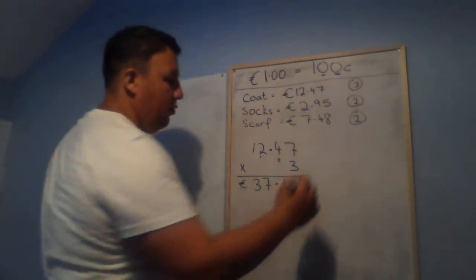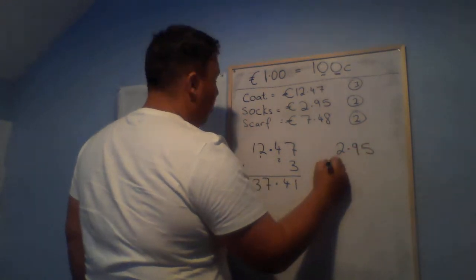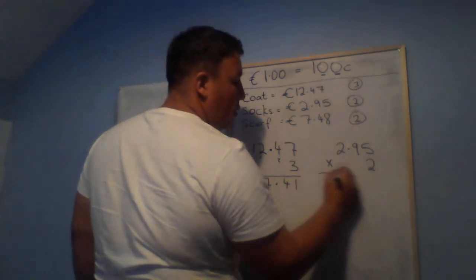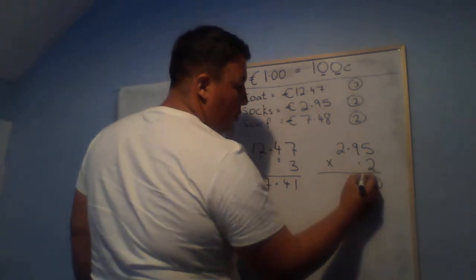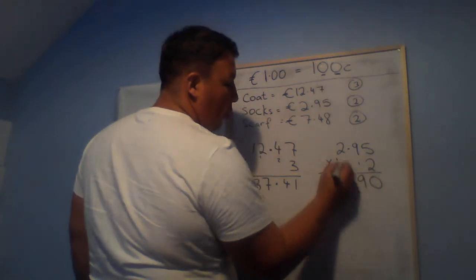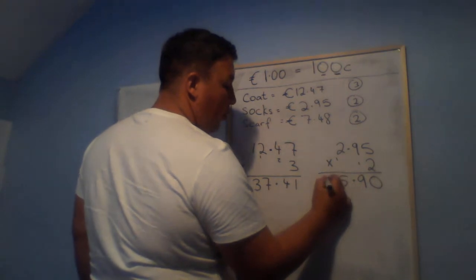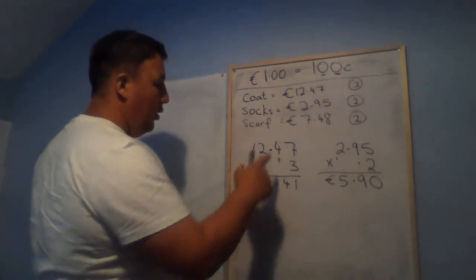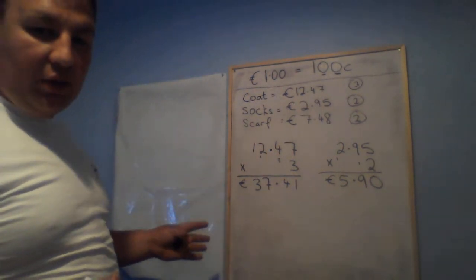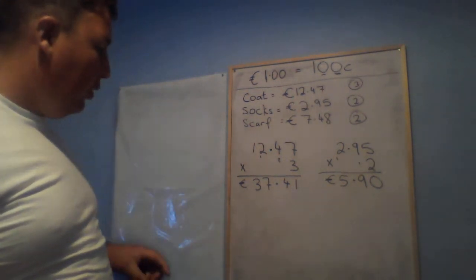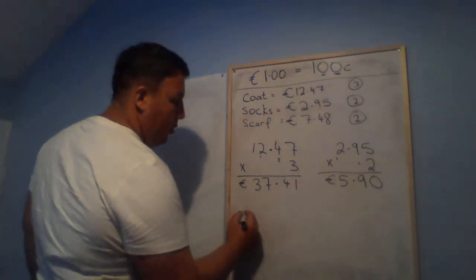Our socks then, we have 2.95 multiplied by 2. 5 twos are 10. 2 nines are 18 and 1 is 19. We reach our 2 spaces. 2 twos are 4 plus 1 is 5. Okay, that's our socks, and last is our scarf. Now I know this looks kind of cramped here, but I just don't have as much room as you will. But I'll rub these out when I have my 3 answers and we'll add them up.